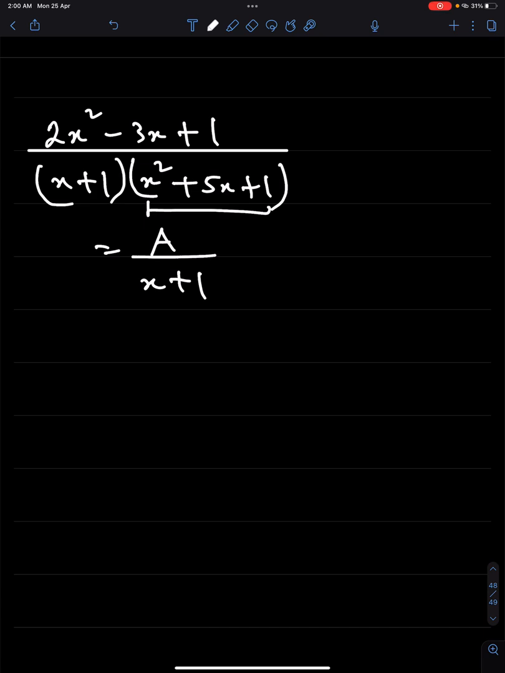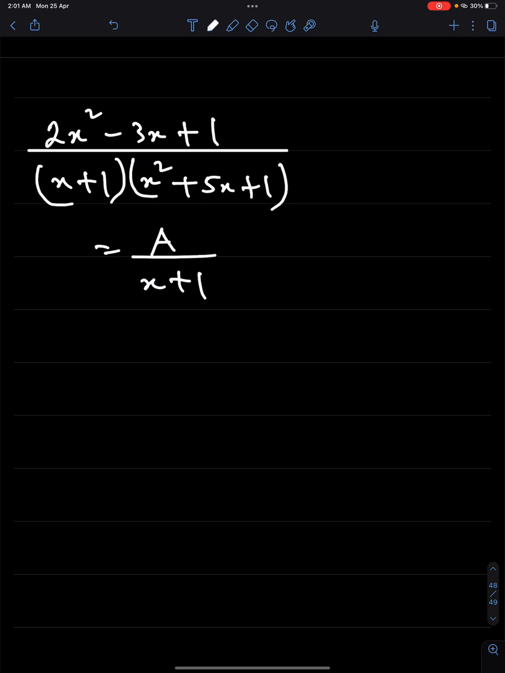We have to check whether it can be factorized or not. If it can be factorized, we reduce it to linear factors, so it's going to have two linear factors. But if it cannot be factorized, then we are going to assign a linear factor to its numerator. So let me check. Can I factorize this? I can't. So that means this factor x squared plus 5x plus 1 is a non-factorizable quadratic factor.